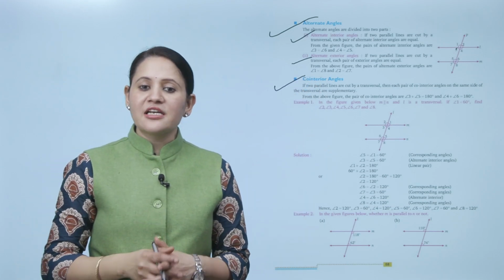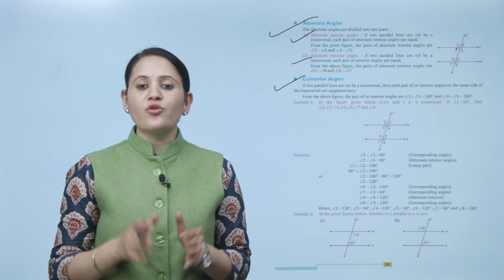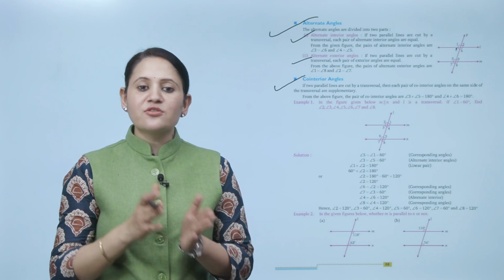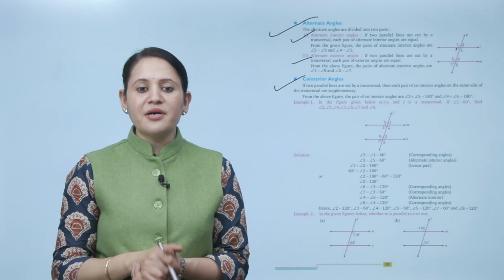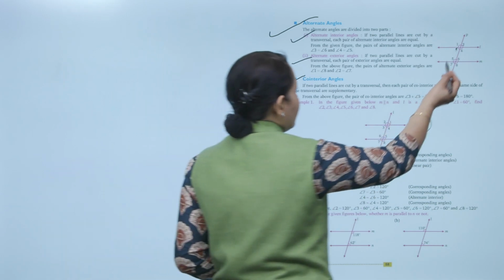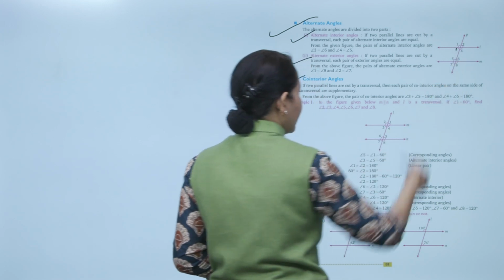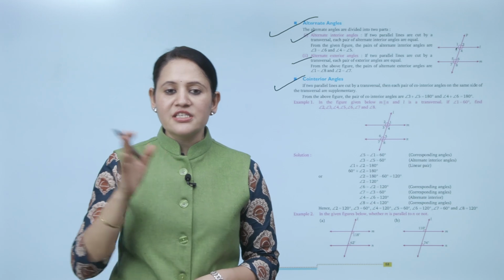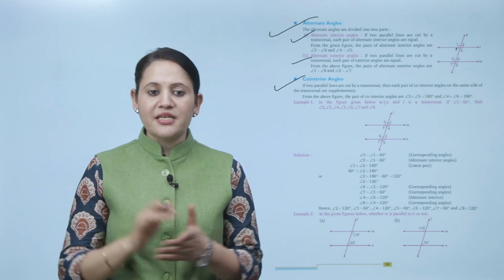Next is co-interior angles. If two parallel lines are cut by a transversal, then each pair of co-interior angles on the same side of the transversal are supplementary, means their total will be 180 degree. From the above figure, the pair of co-interior angles are 3 and 5, 4 and 6. So, angle 3 and 5 add up to 180 degree, 4 and 6 that is also 180 degree, means supplementary.